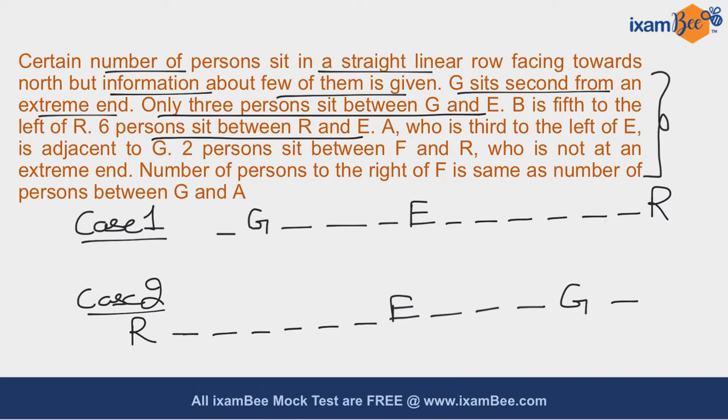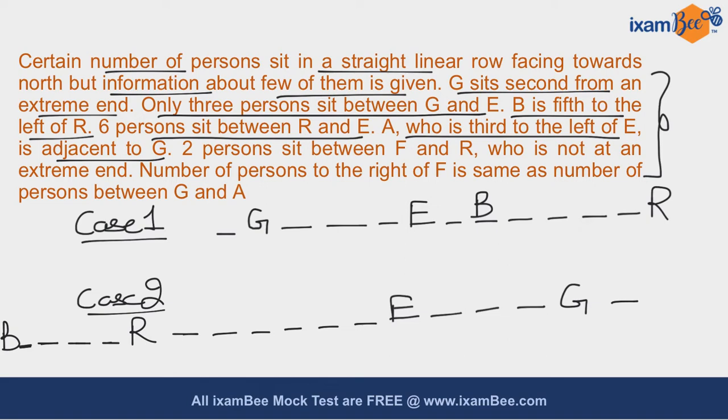Now it is given that B is fifth to the left of R. So you have to place B fifth to the left of R. So in case 1, I'll place B over here, and in case 2, I'll place my B over here. So accordingly, I have drawn my two cases. Now it is given to you that A, who is third to the left of E, is adjacent to G. So you have to fix this condition in both your cases.